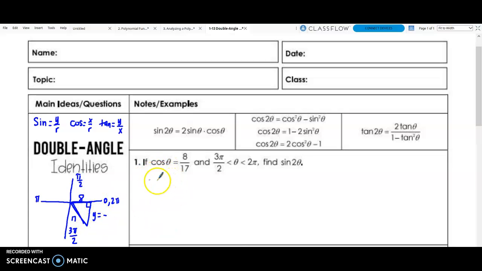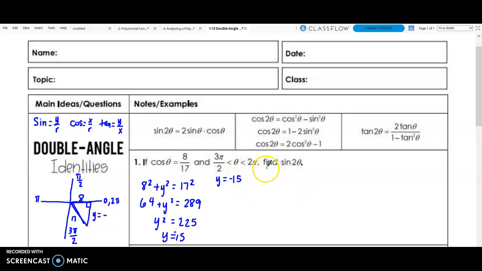So to find this, we just use our Pythagorean Theorem. 8 squared plus y squared is going to equal 17 squared. And then do the math to find y here. This would be 64 plus y squared equals 289. y squared equals 225. And that means y is 15. And since it is in the fourth quadrant, that means it's going to be negative. So y is negative 15.